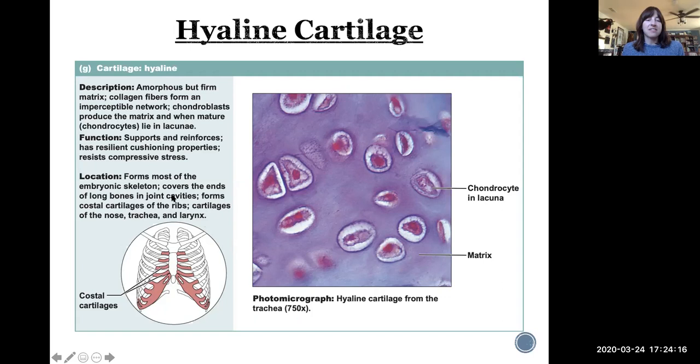As an adult, hyaline cartilage still covers the very ends of your long bones to protect them because they're usually involved with joints, right? So all that rubbing is a problem. We want to have cartilage there to kind of keep things going smooth.